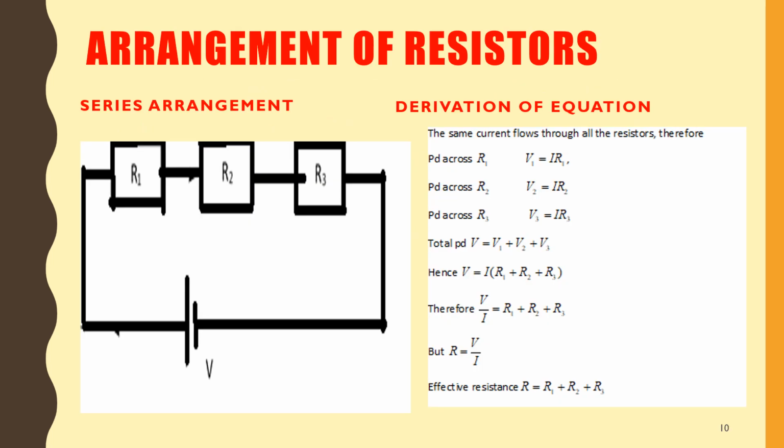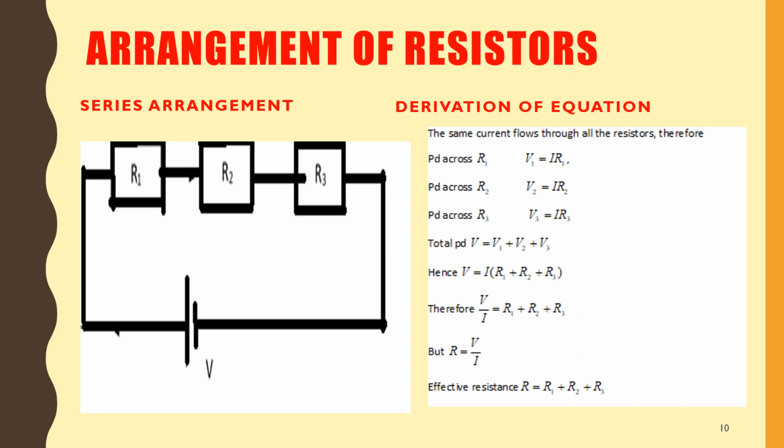Now, let us look at how resistors can be arranged in an electrical circuit. There are two types of arrangement. One is referred to as the series arrangement, and the other is the parallel arrangement of resistors. If you have three resistors R1, R2, and R3 arranged in series and connected to a battery, the same current flows through all of them, and a potential difference is developed across each one of them.